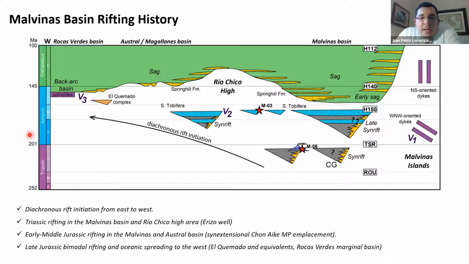So we compiled the ages for the rifting in the Malvinas Basin, and we differentiated two rifting events, one in the Triassic, which was the sample recovered from the volcanic breccia, and another rifting event. So this was the first time that the Triassic rifting was identified in this area, in this basin. And then we confirmed the middle Jurassic age of the Serie Tobifera in the Malvinas Basin as part of the large Chon Aike magmatic province developed in the Jurassic here in southwestern Gondwana.